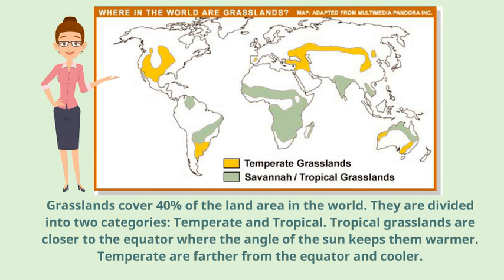Grasslands cover 40% of the land area in the world. They are divided into two categories, temperate and tropical. Tropical grasslands are closer to the equator where the angle of the sun keeps them warmer. Temperate are farther from the equator and cooler.